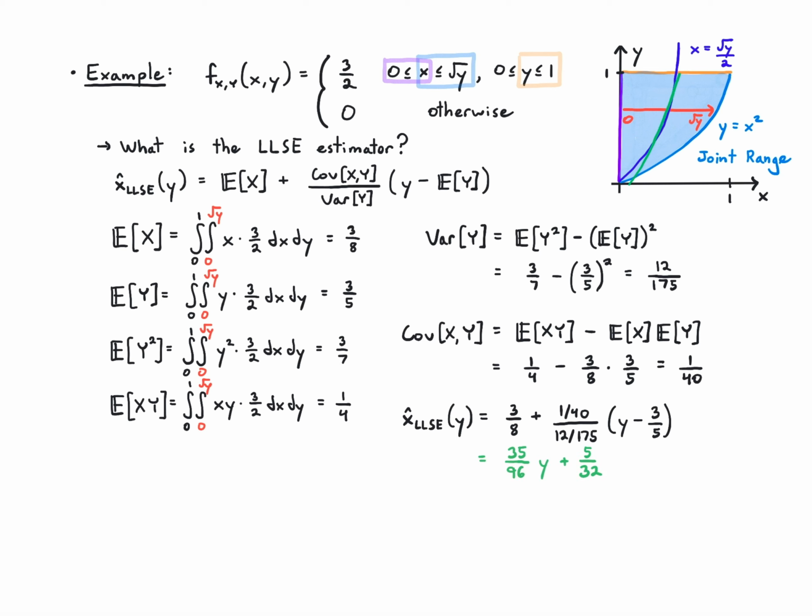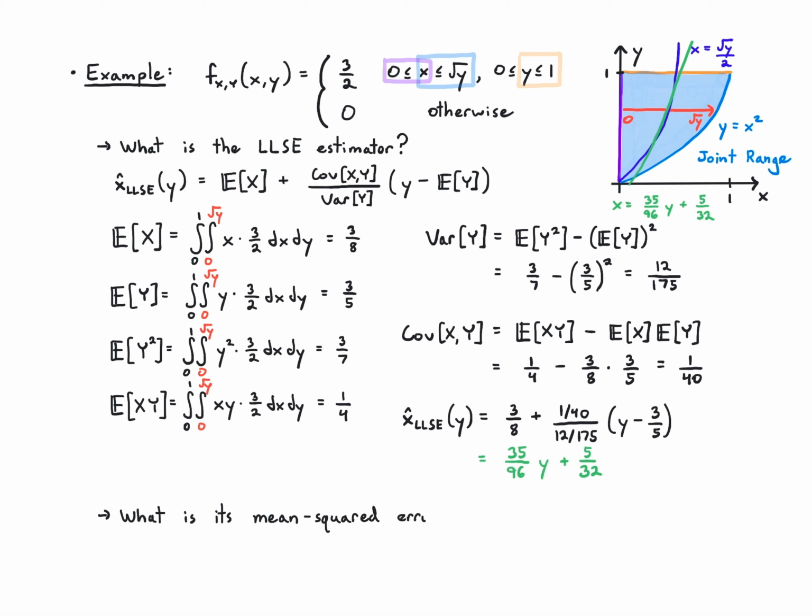Let's plot it. We see that that gives me a line with an offset, and it's pretty close to an approximation of root y over 2 in the joint range. So this is actually a pretty good approximation, and it makes sense because that seems to be the best linear fit I can come up with, just visually. Well, what is its performance?